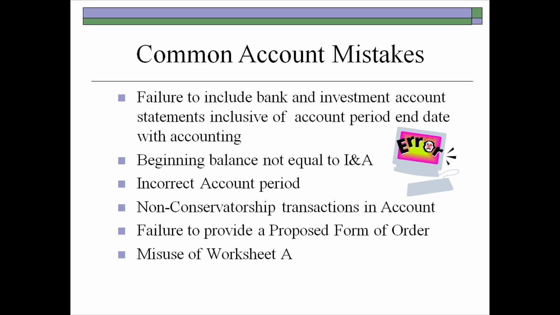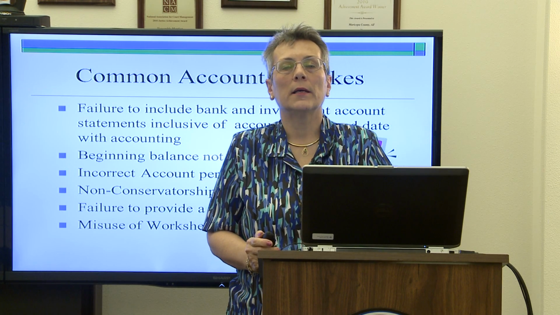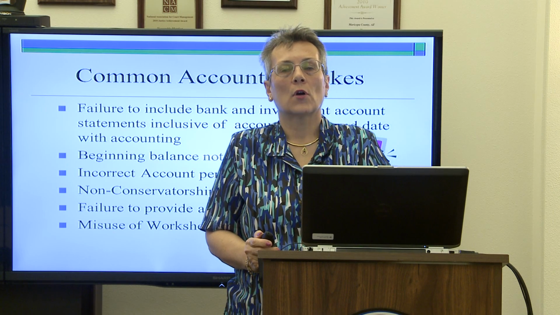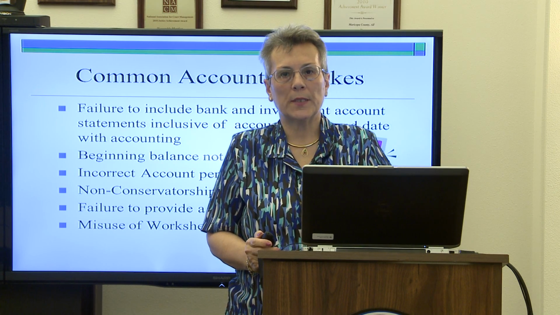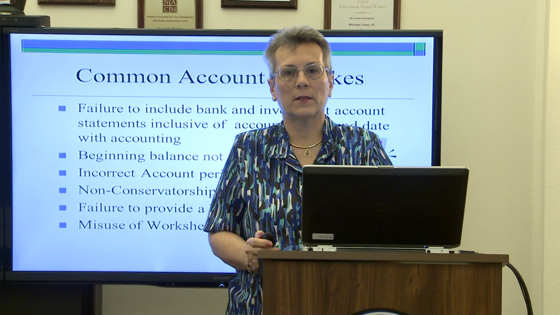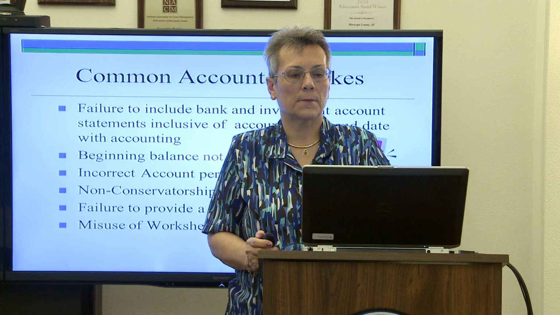And failure to provide a proposed form of order. You must provide a proposed form of order that is related to the request to approve your annual accounting so that the court has an order to sign. And another error is the misuse of Worksheet A. Again, Worksheet A is designed to support your detailed information for other receipts, other disbursements, and other administrative fees and costs that are reported in column F, not in column C.